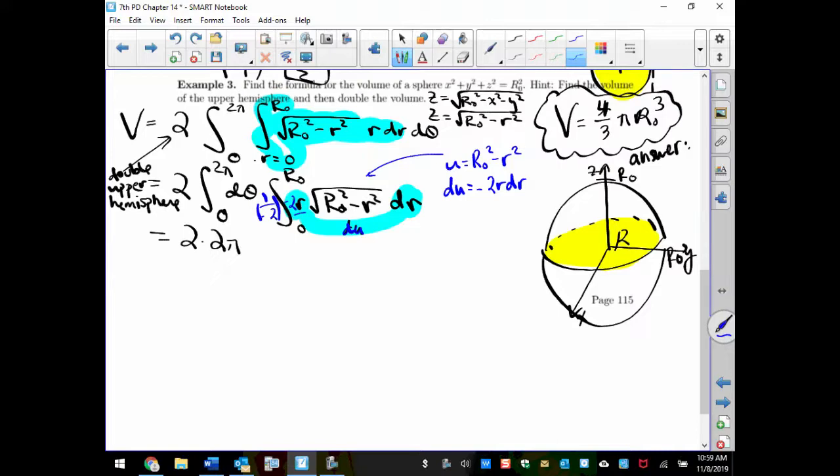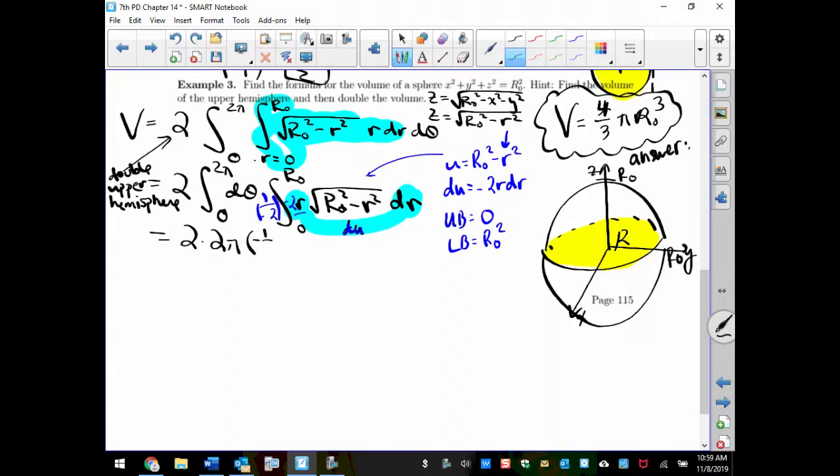Now what will the upper bound and lower bound change be? So the upper bound is now going to be, if I plug in r0 right here, that's just going to be 0, and the lower bound, if I plug in 0, I get r0 squared. So that will be the change of variables. Okay, everything looks good to me there. So let's go ahead and replace it.